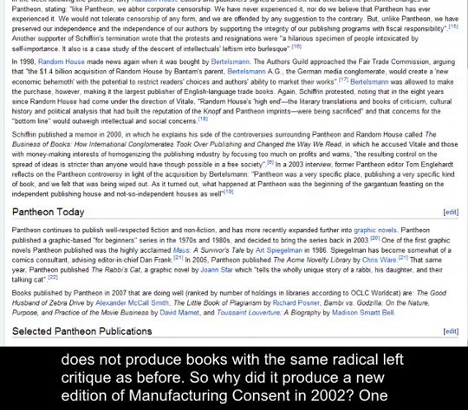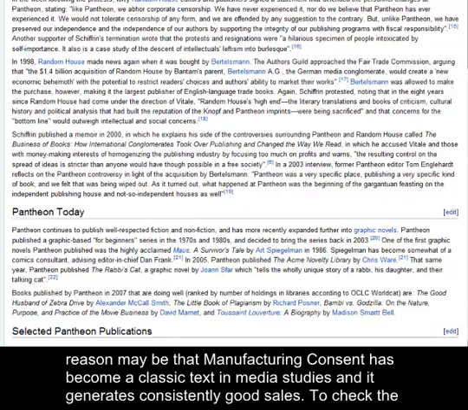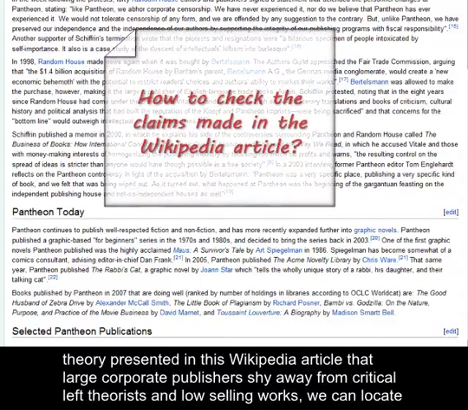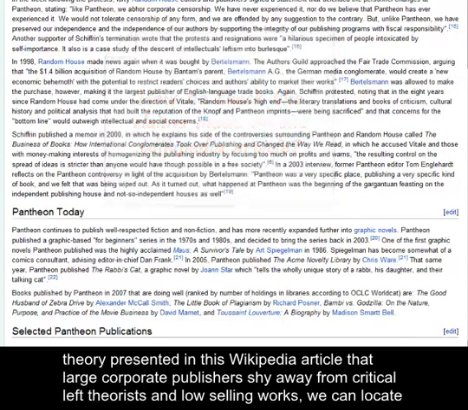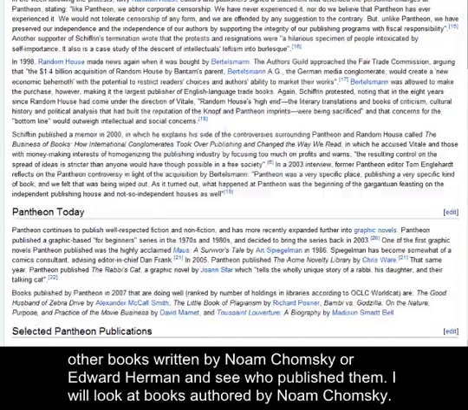So why did it produce a new edition of Manufacturing Consent in 2002? One reason may be that Manufacturing Consent has become a classic text in media studies, and it generates consistently good sales. To check the theory presented in this Wikipedia article that large corporate publishers shy away from critical left theorists and low-selling works, we can locate other books written by Noam Chomsky or Edward Herman and see who published them. I will look at books authored by Noam Chomsky.